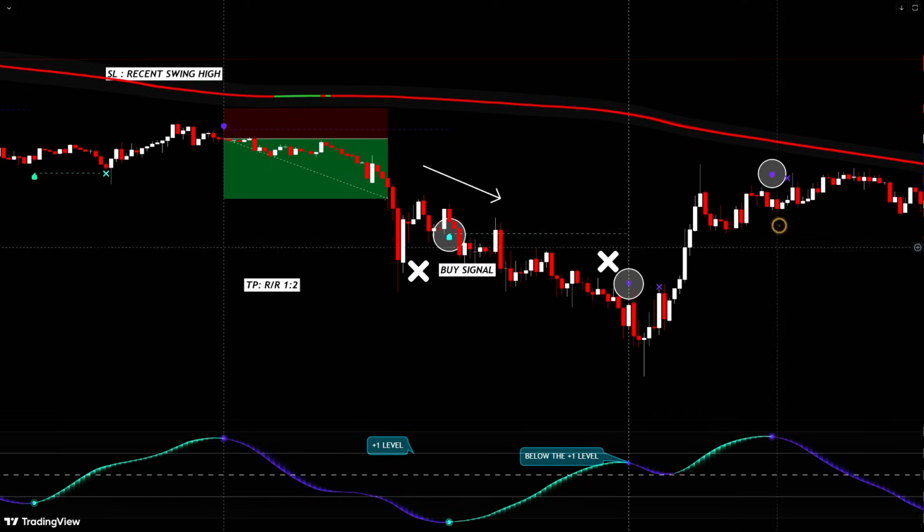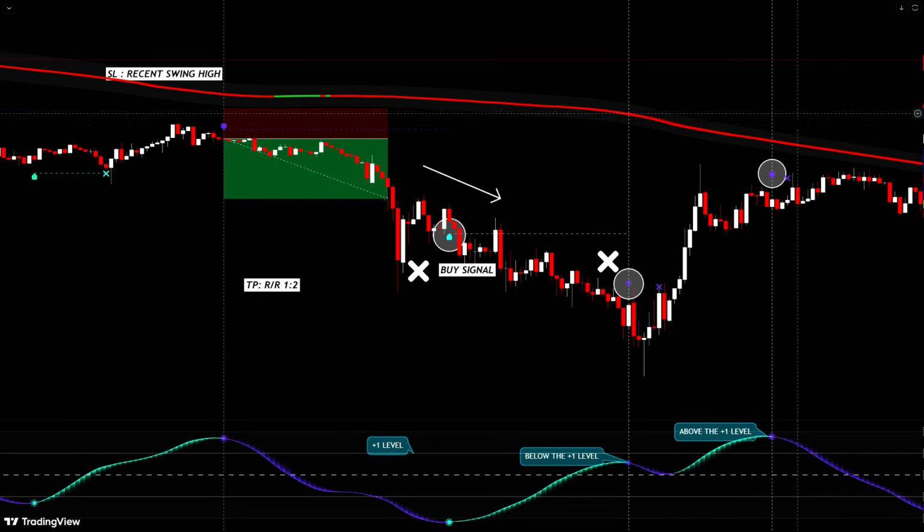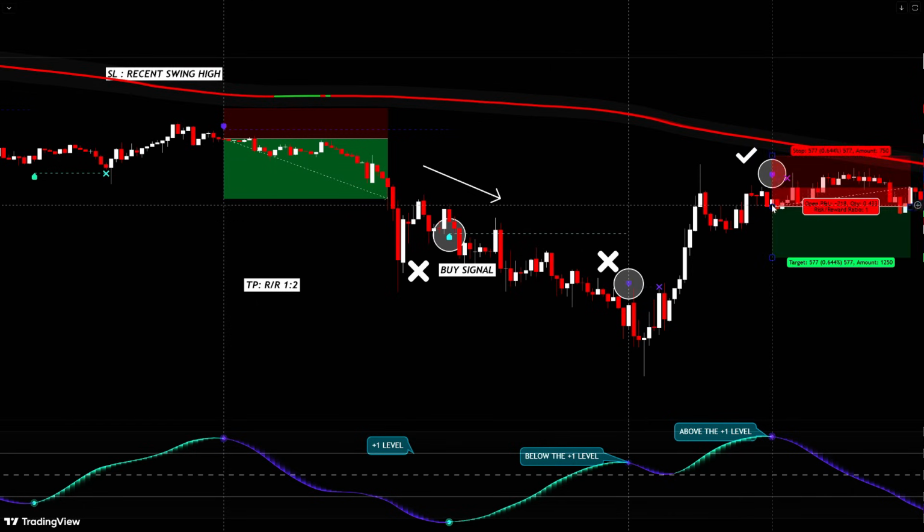Another sell signal appears. Trend is down. Oscillator dot above +1. Confirmed. All conditions line up. Execute it with the same risk plan. You know exactly where to place your stop loss and target. Step-by-step rules remove guesswork and reduce stress.